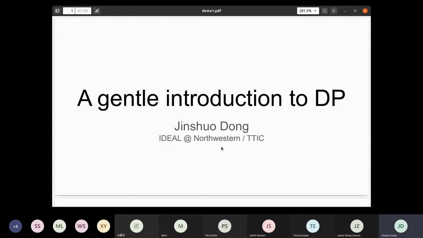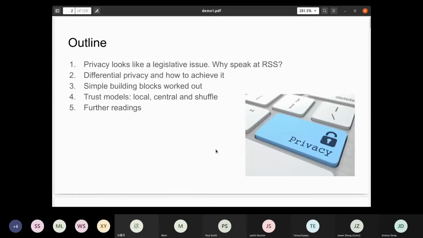Okay, so the title is a gentle introduction to DP, because I think the field of differential privacy is relatively less known outside of the community, but I think there's a lot to do as a statistician or applied mathematician. Hopefully, I can convince you of that after the presentation. So here's the outline. First, I'm going to try to motivate the problem of privacy in data analysis and the notion of differential privacy. And then we'll look at some building blocks, fundamentals of this area. And if we have time, I want to introduce the problem of trust models. In the end, I'll give you some further reviews.